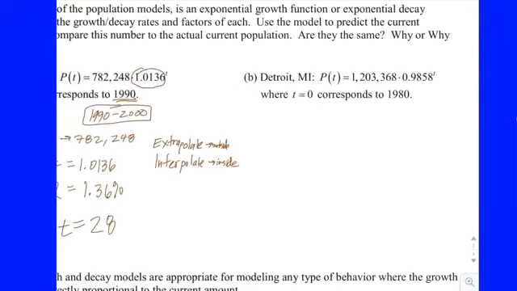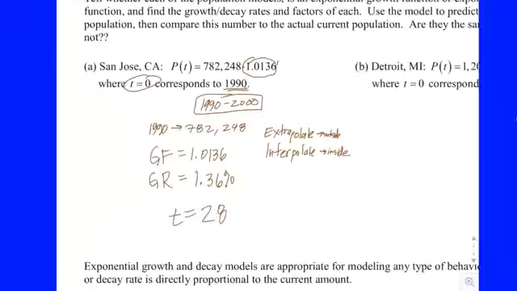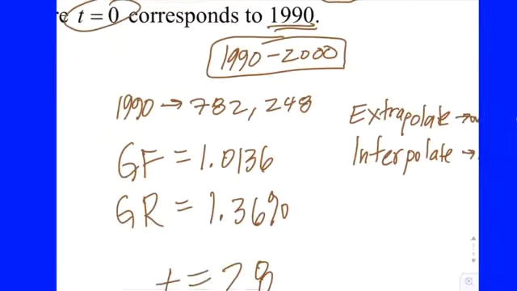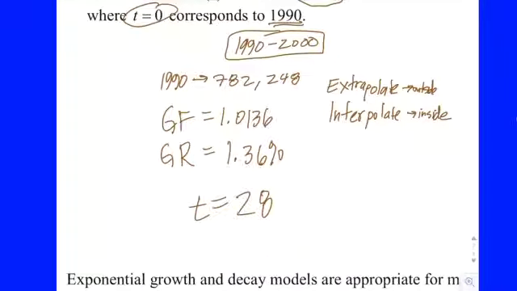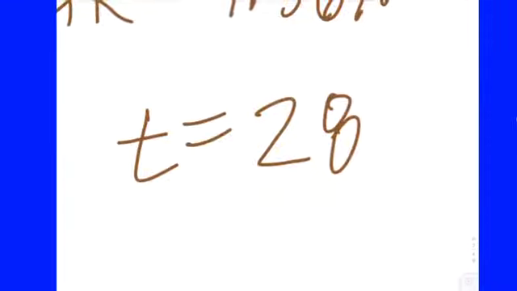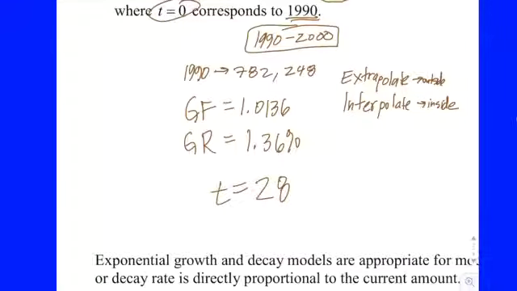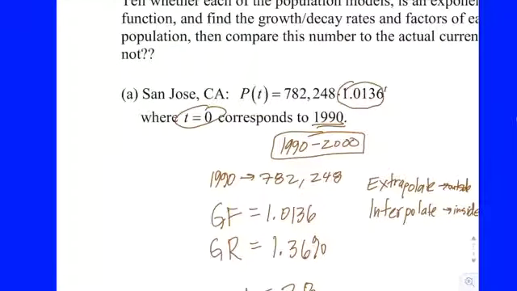Okay, so we talked about sunny San Jose yesterday and how the population was increasing by roughly 1.36% over this 10-year period. And we said extrapolating out to 2018, when t is 28, was a little bit unreasonable. The model over-predicted the population. So remember that models are only good for predicting or projecting possible values.